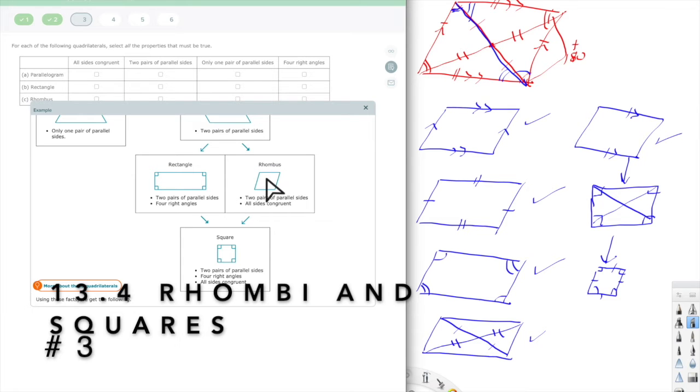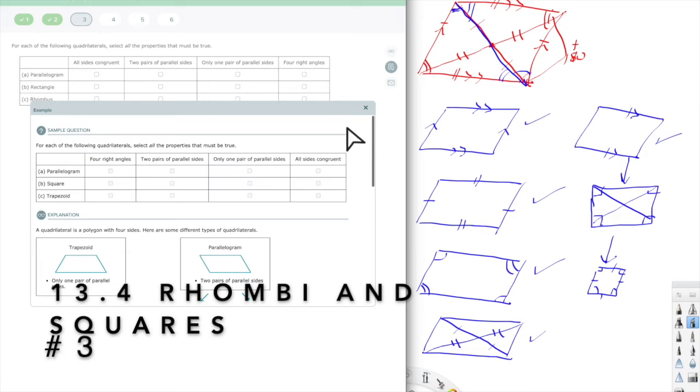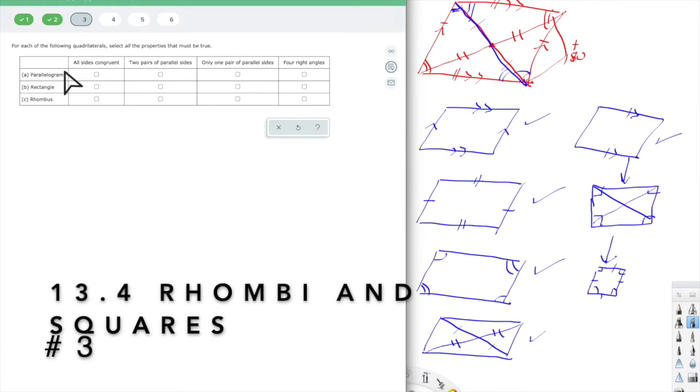Okay, so now we're going to go through and we're going to use these facts to fill in that chart. So all sides are congruent. For a parallelogram, that's not always true. So remember, you want to make sure that it has to be always true. It can be true, but it's not always true. Two pair of parallel sides, that's true for a parallelogram, a rectangle, and a rhombus. All three of them have to have those two pairs of parallel sides because they're all parallelograms.